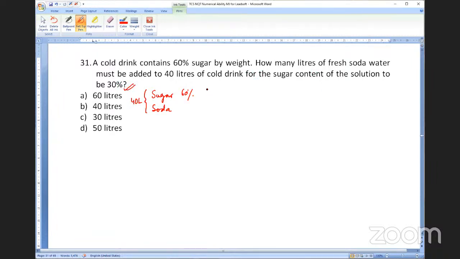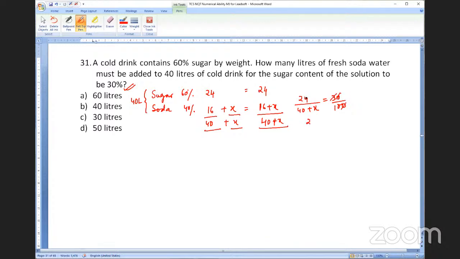So 60% of 40 is 24. So initially there was 24 of sugar and 40% of soda, 40% of 40 liters, 16. That gives us 40. Now we need to add some fresh soda, that means we add X, so that sugar is 24, soda is 16 plus X, and total is 40 plus X. Now the sugar content should be 30%. That means 24 by 40 plus X is equal to 30%. If we solve this, we can find the value of X that we are looking for.